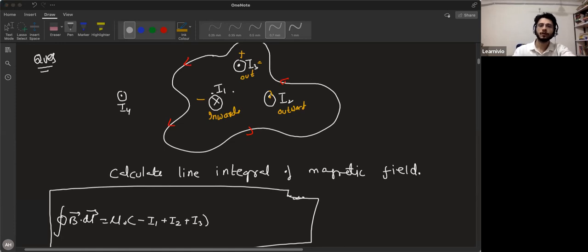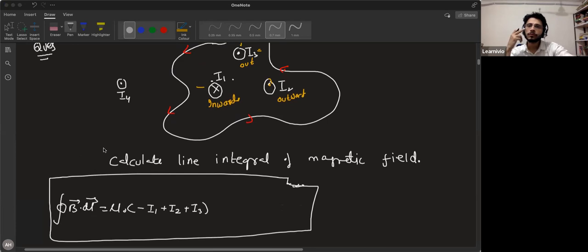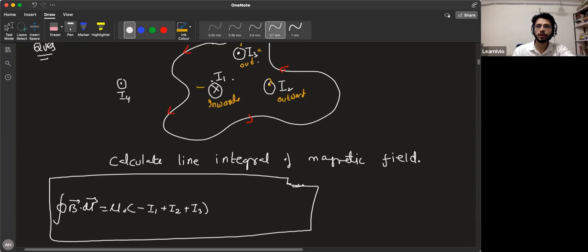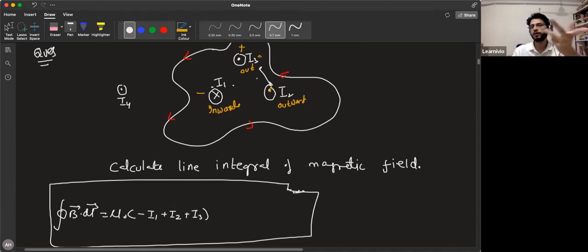Sir, why did we take outward as positive? That's your choice. Basically, we take the direction which has the greater magnitude of current as positive. Here I had two currents in the outwards direction, so I consider outwards as positive. You have two currents outwards, one inwards, so I assume that the outwards magnitude is greater than the inwards magnitude. So whichever is greater will be positive.